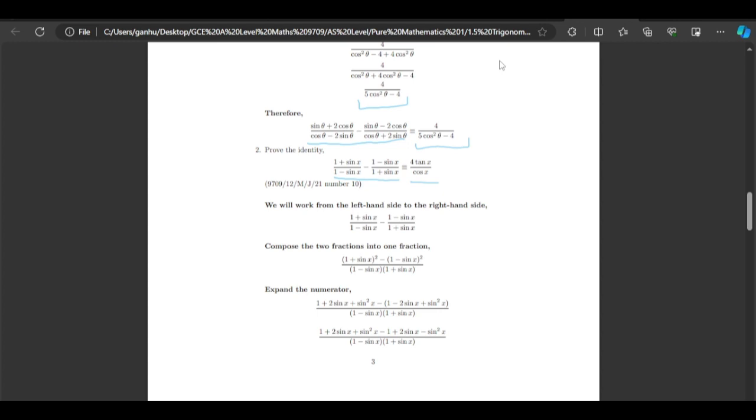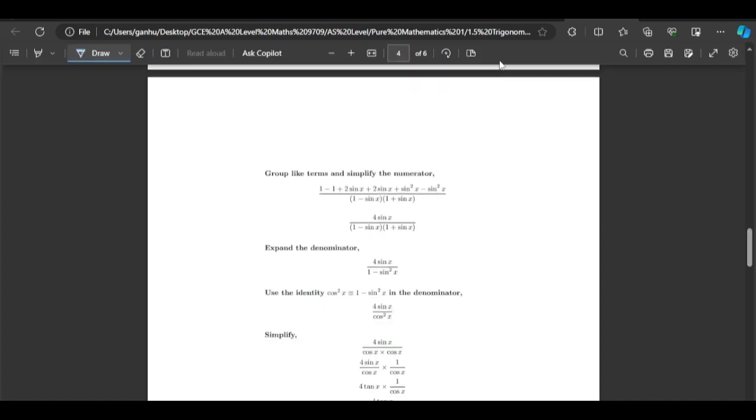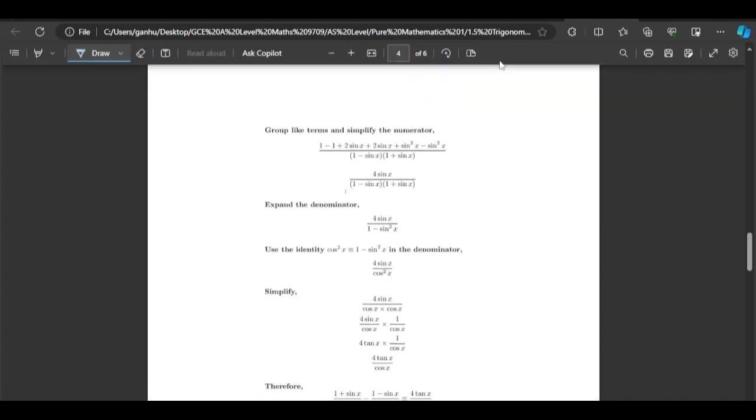And if you combine, you get to this stage here, and from here we'll expand our numerator, and you should end up with 4 sine x over 1 minus sine x times 1 plus sine x, and in the denominator we have a difference of 2 squares, which simplifies to 4 sine x over 1 minus sine squared x. And using the identity cos squared x is identical to 1 minus sine squared x, we can rewrite our denominator as cos squared x, and now we have 4 sine x over cos squared x.